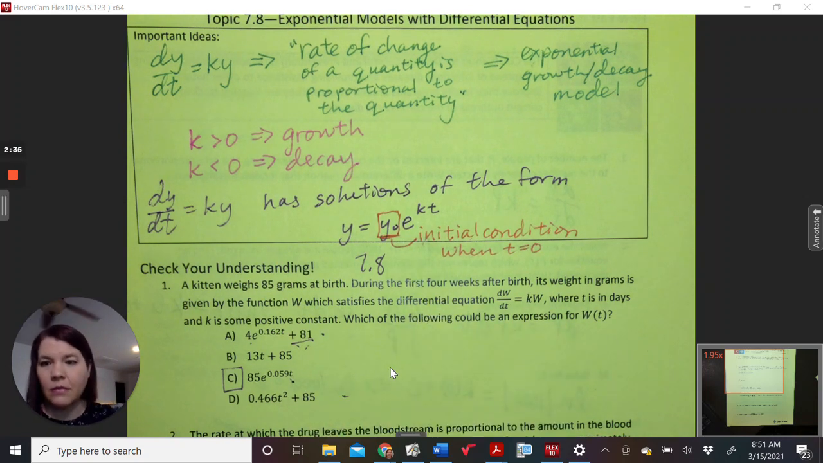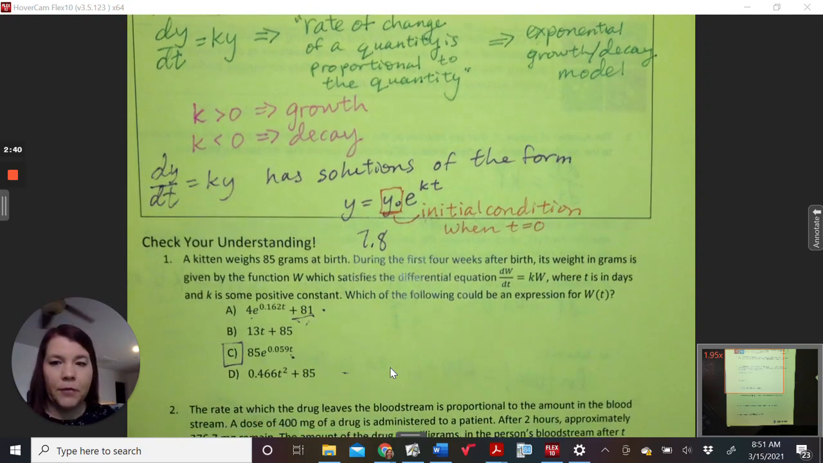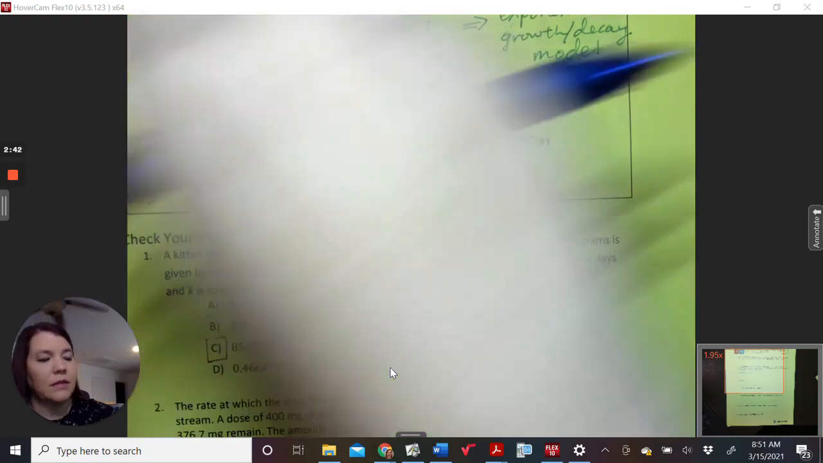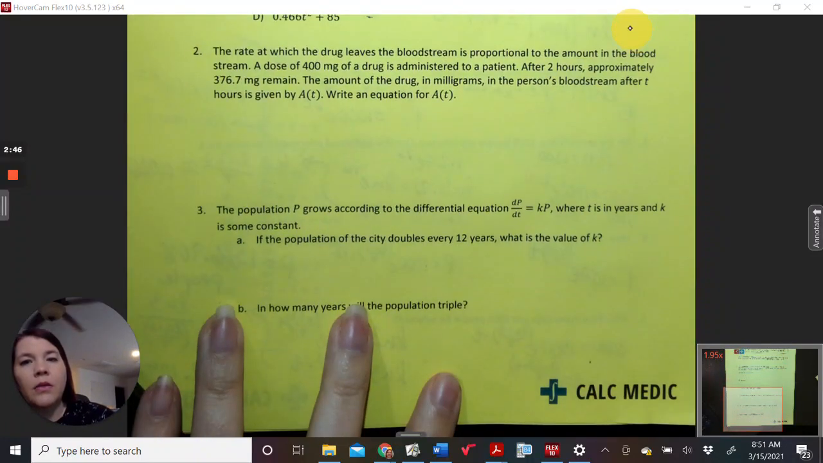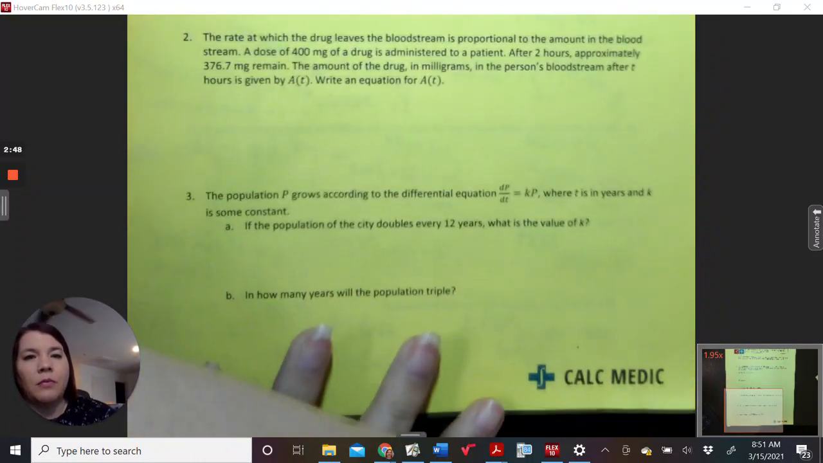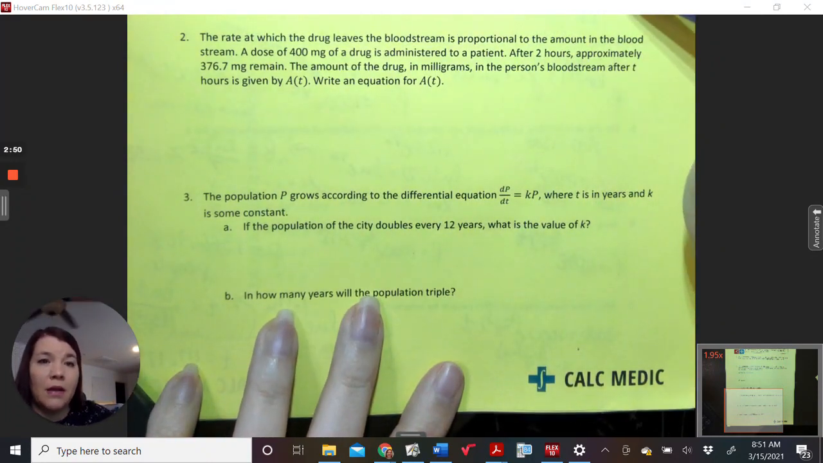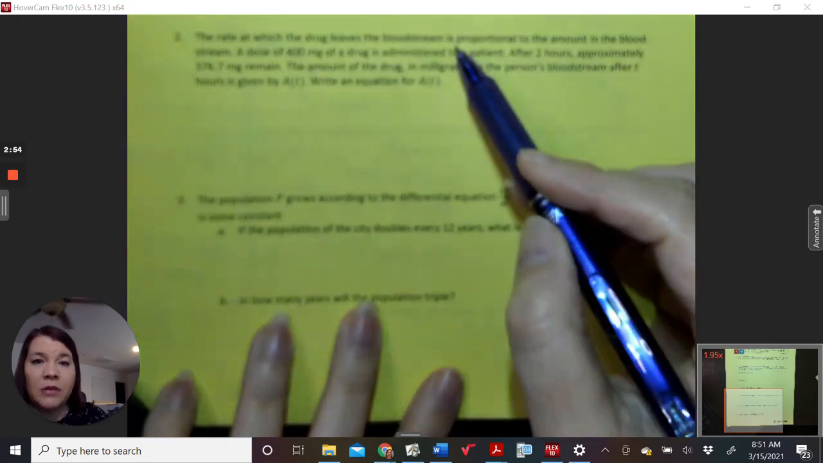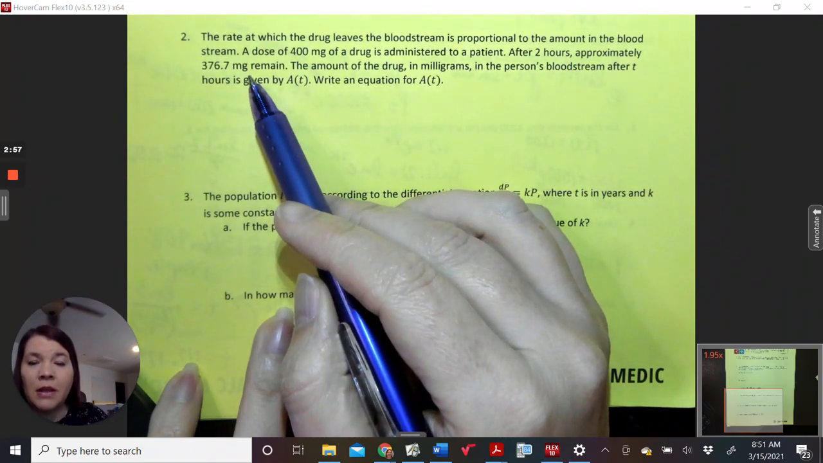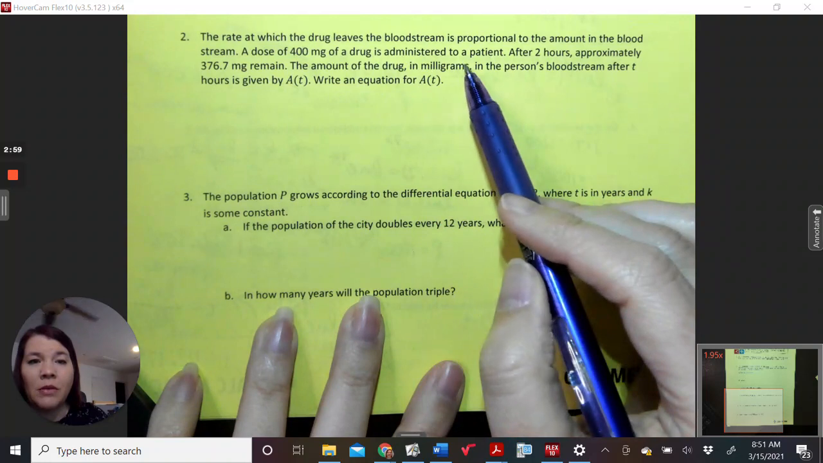Okay, let's take a look at our next problem. The rate at which the drug leaves the bloodstream is proportional to the amount in the bloodstream. A dose of 400 milligrams of drug is administered to a patient. After 2 hours, approximately this many milligrams remain. The amount of the drug in milligrams after time t is... write an equation. Sorry, not reading that clearly.